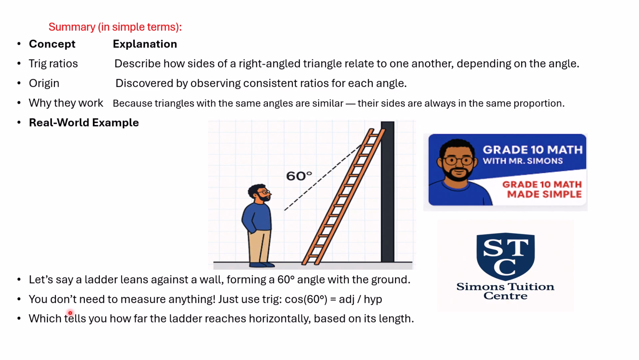So in short, you don't need to measure anything, just use cos 60 equals adjacent over hypotenuse, which tells you how far the ladder reaches horizontally based on its length. Something that pipe fitters use regularly, right? So pipe fitters would work out, if they don't have measuring tape and so on, where they have to cut the pipe so that they can put a proper L joint, etc. in here. But that's just real world examples.